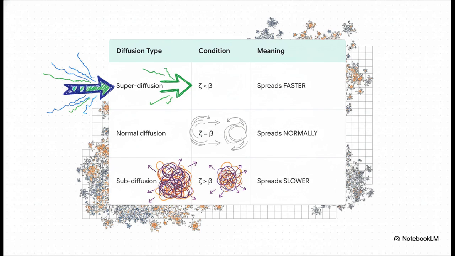If the path in space is simpler than the path in time, the particle actually spreads faster than normal. That's superdiffusion. But if the space is more complex and gnarly than time, the particle gets bogged down, it gets trapped, and it spreads way, way slower. That's subdiffusion.